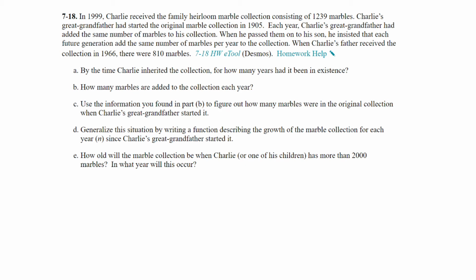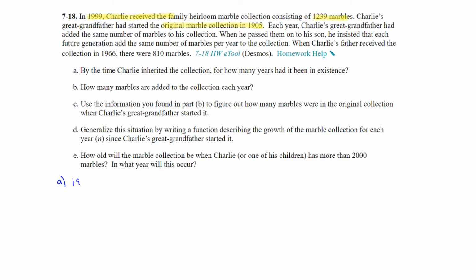So we've got a couple questions we need to answer based on that information, starting with question A. It says, by the time Charlie inherited the collection, how many years had it been in existence? Well, you might need to go back and reread some of that and pull that important information as to when it started and when he inherited it. And so in 1999, Charlie received the marble collection, and there were 1,239 marbles. And the original marble collection started in 1905. So that right there will give us the information as to how many years it had been in existence.